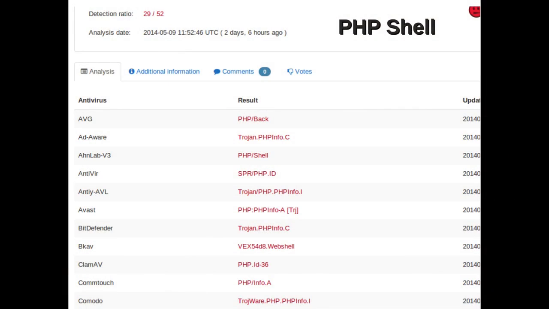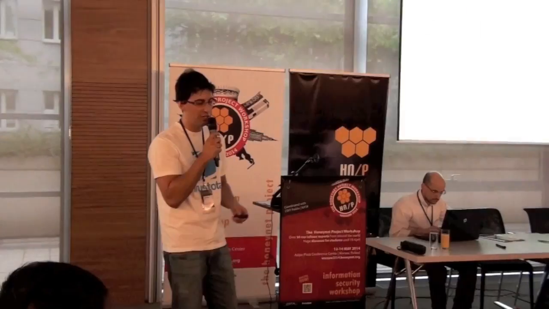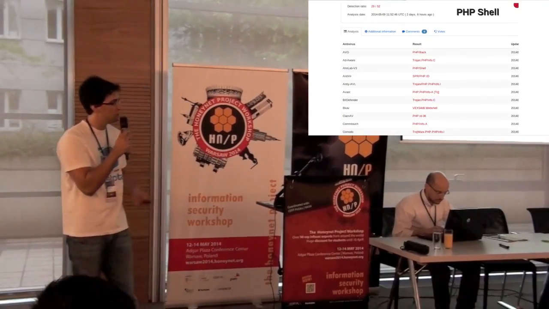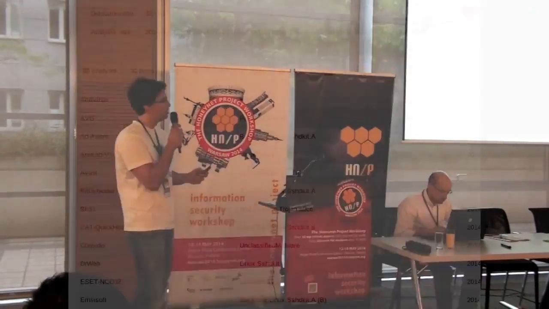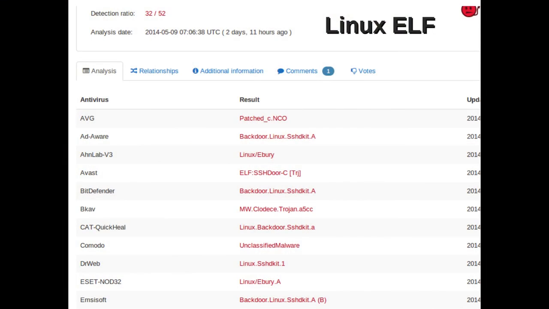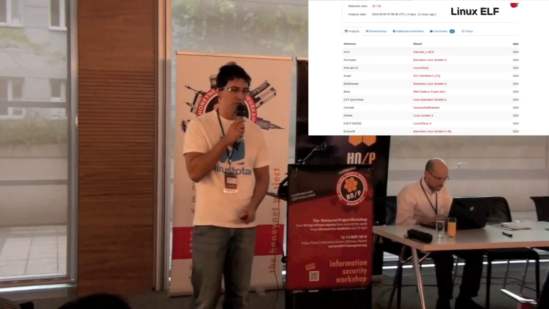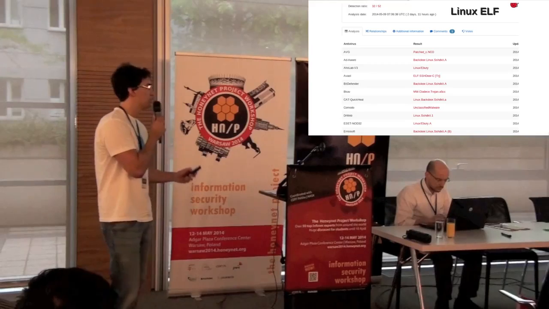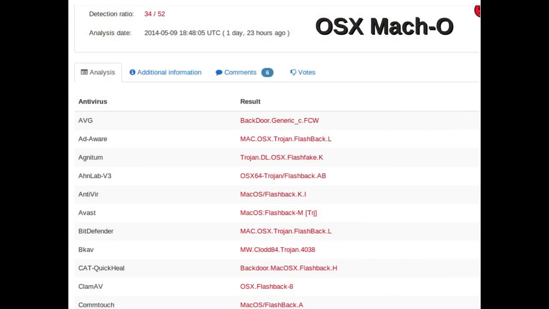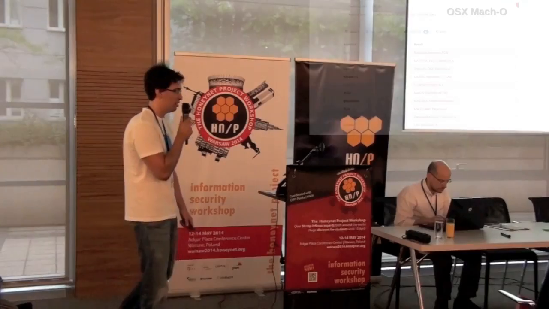This is an example of a PHP shell, commonly used in PHP injection attacks. As you can see, the actual signatures provided by the antiviruses are not generic detections, but rather they know it's PHP and they can detect that. Similarly, we also detect Linux ELF files. That's a common Linux backdoor. As you can see, the signatures are not generic. They are specifically for the threat itself also. And this is another example of a macOS executable. So that's one of the common misconceptions regarding VirusTotal.